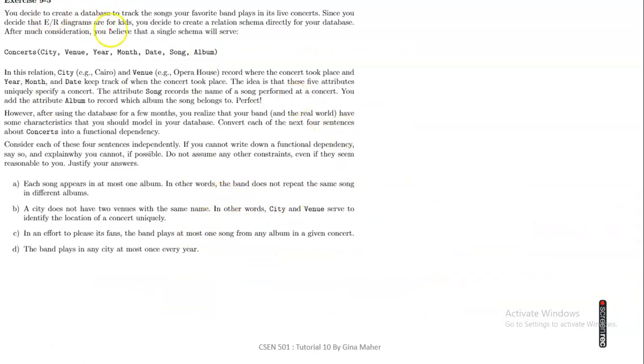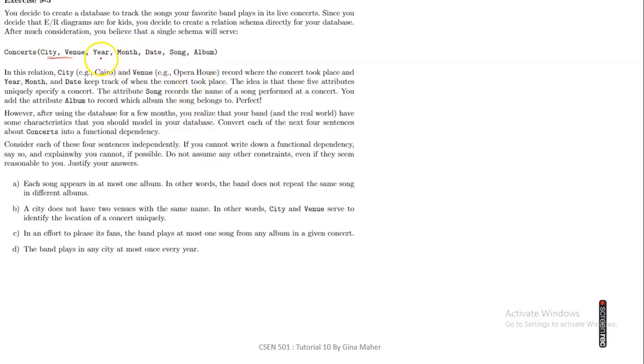You decide to create a database to track the songs your favorite band plays in its live concerts. Since you decide that the ER diagrams are for kids, you decide to create a relation schema directly for your database. After much consideration, you believe that a single schema will serve. So we have concerts with city, venue, year, month, date, song, album. In this relation, the city, for example Cairo, and the venue, for example Opera House, record where the concert took place. So together, we can know where the concert took place.